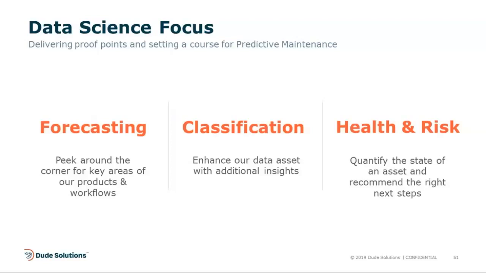So what classifications can we predict? Have smart filters and smart population of data based on classification information. And then taking a look at the health and risk, being able to quantify the state of an asset. These are some things that we're using data science around to explore and utilize within our products to help our clients get a peek into the future and looking at predictive maintenance.